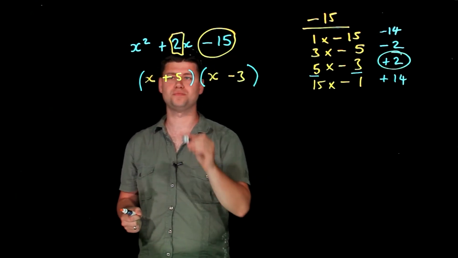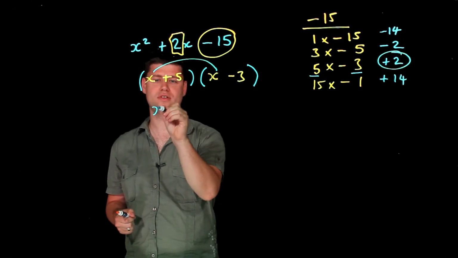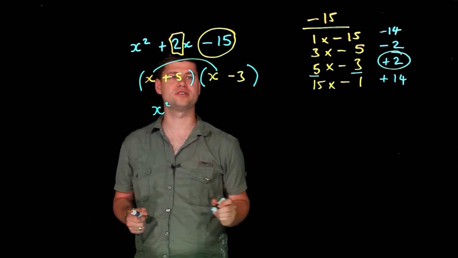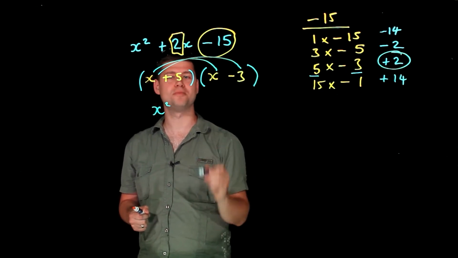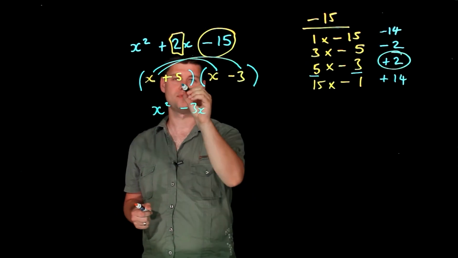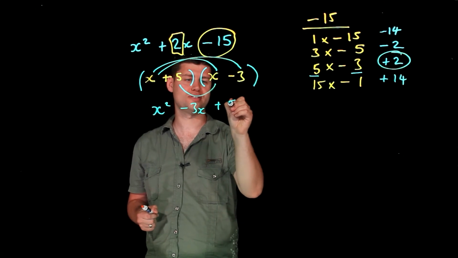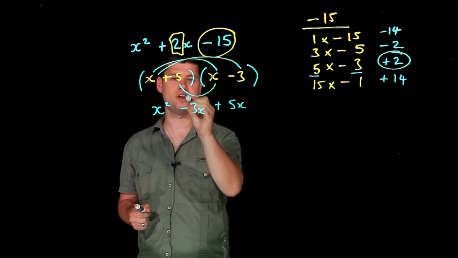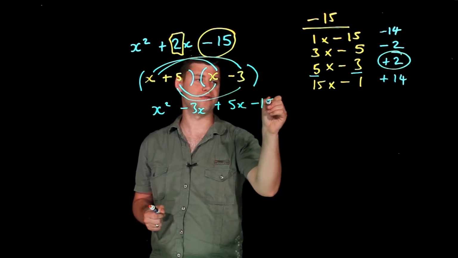So if we do x times x, that's going to give me x squared. If I do x times minus 3, that's going to give me minus 3x. If I do 5 times x, that's going to give me plus 5x. And finally, if I do 5 times minus 3, that's going to give me minus 15.